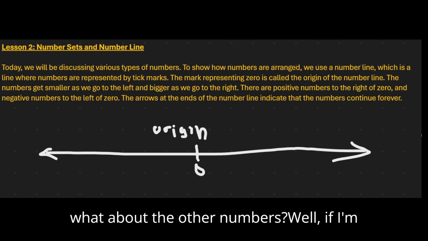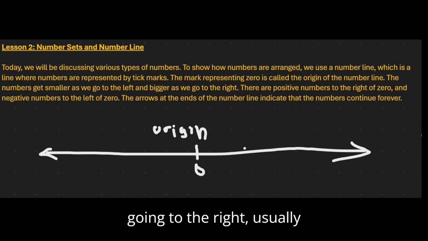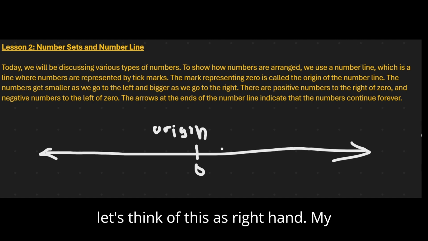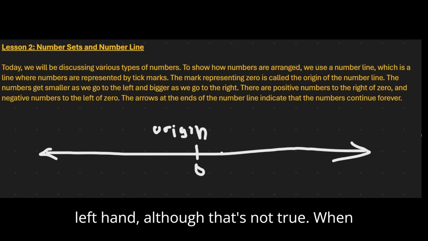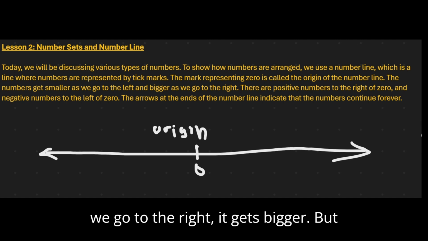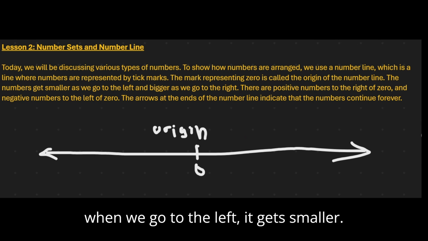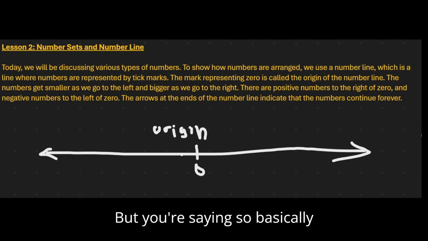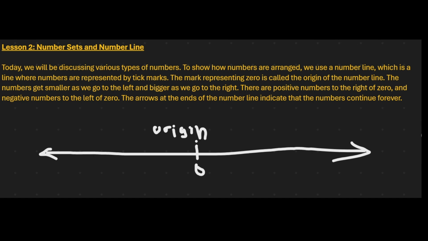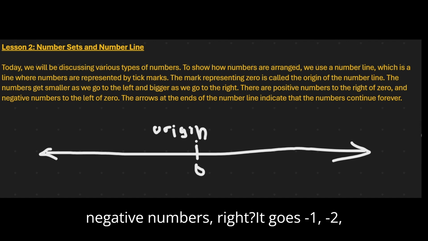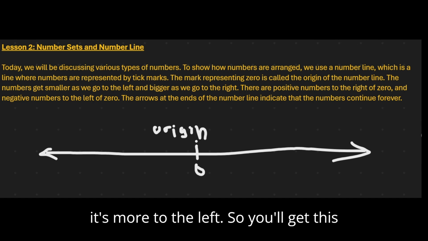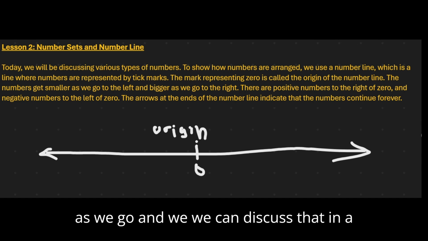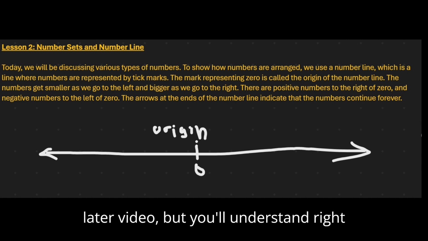Well, if I'm going to the right, usually let's think of this as right hand. My right hand is probably bigger than my left hand, although that's not true. When we go to the right, it gets bigger, but when we go to the left, it gets smaller. So basically, negative numbers, right? It goes -1, -2, -3. -2 will be smaller than -1 because it's more to the left. We can discuss that in a later video, but you'll understand right now.